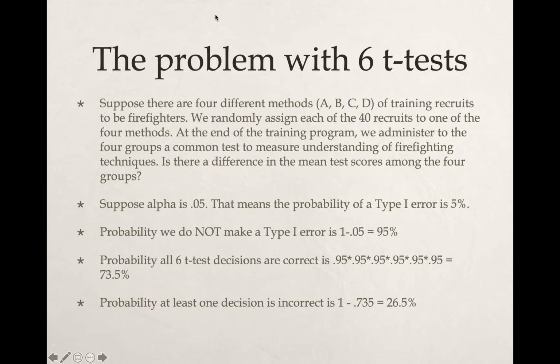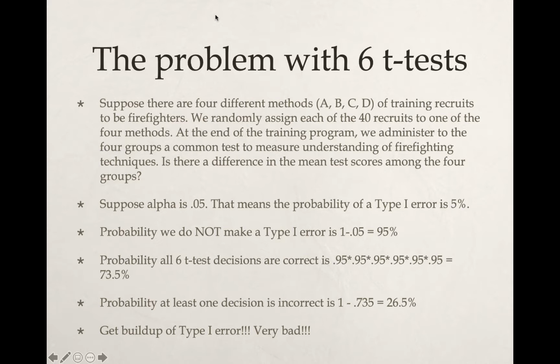All right, meaning the probability that at least one decision is incorrect would be the complement of that, or 1 minus 73.5%, which gives us 26.5%. So in other words, if we have these 4 groups and we run our 6 t-tests, even if we are rejecting the null at a 5% alpha for all of the 6 tests, we hand over our results and say, well, there's a 26.5% chance I've made at least one mistake. Not good, right? We've got a problem there.